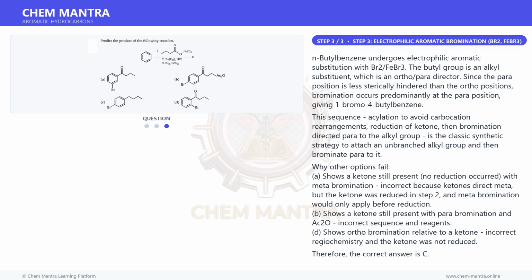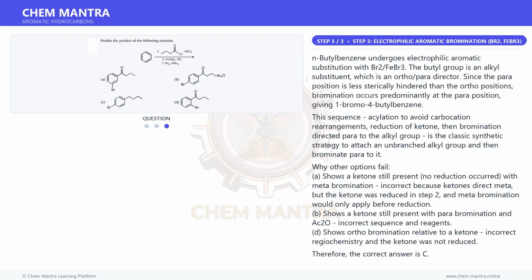And for the final step, n-butylbenzene undergoes electrophilic aromatic substitution with Br2 and FeBr3. The butyl group is an alkyl substituent, which is an ortho-para director. Since the para position is less sterically hindered than the ortho positions, bromination occurs predominantly at the para position, giving 1-bromo-4-butylbenzene. This sequence, acylation to avoid carbocation rearrangements, reduction of the ketone, then bromination directed para to the alkyl group, is the classic synthetic strategy to attach an unbranched alkyl group and then brominate para to it.